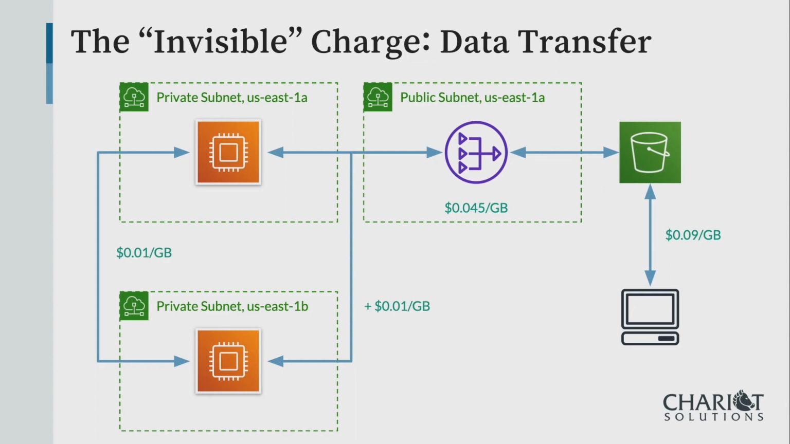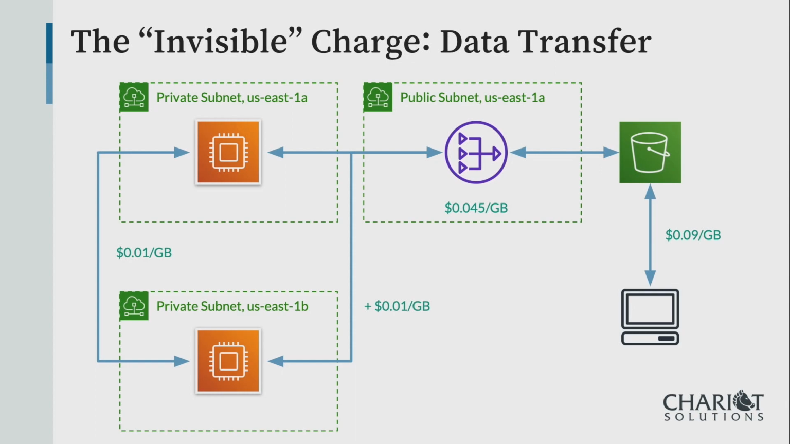Also, a lot of people with NATs use one because it also costs 4.5 cents an hour and you want to save that cost. But what you're not noticing is if you're using one, you're also doing cross-zone, cross-availability zone charges at a penny a gigabyte. Again, seems small, $10 a terabyte, $30 for your 3 terabytes of data.